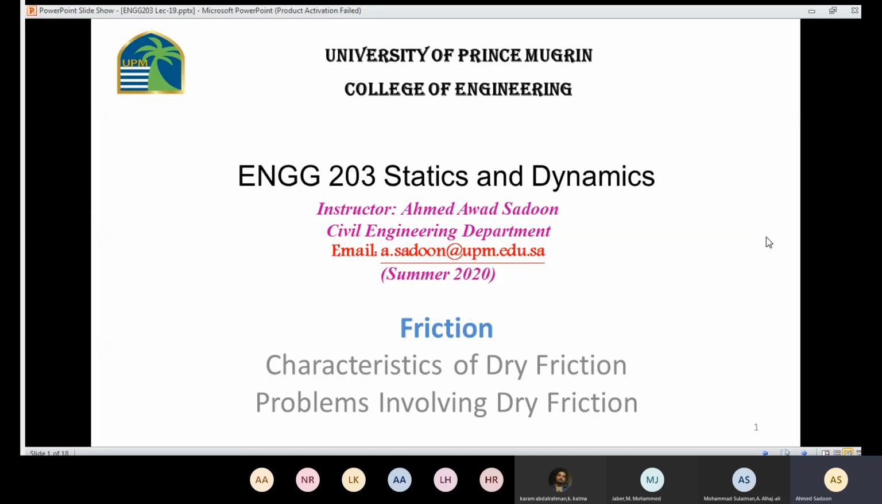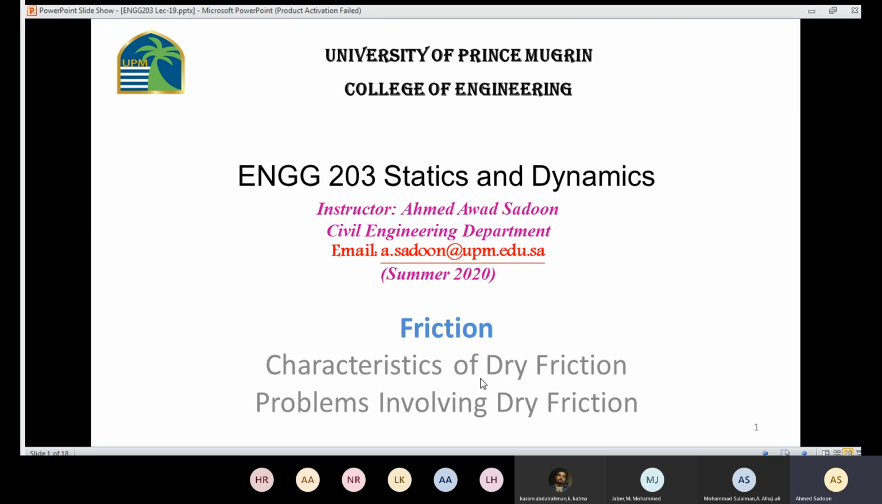So today we are going to talk about a new chapter, chapter 8, which is friction. In this chapter, we are going to talk about characteristics of dry friction, and also we are going to solve problems including dry friction. But first, we need to understand the concept of dry friction, because of dry friction, forces are going to be developed.